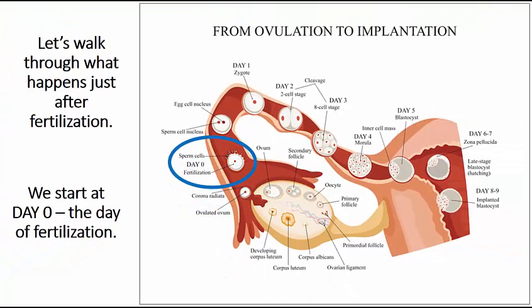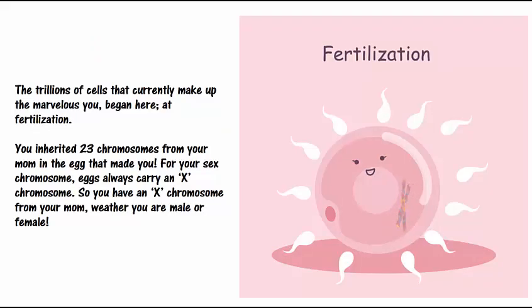So now let's walk through just what happens after fertilization. We're going to start at day 0, which we show here as the day of fertilization. The trillions of cells that currently make up the marvelous you began here at fertilization. You inherited 23 chromosomes from your mom in the egg that made you. For your sex chromosome, eggs always carry an X chromosome. So this means you have an X chromosome from your mom, whether you are male or female.